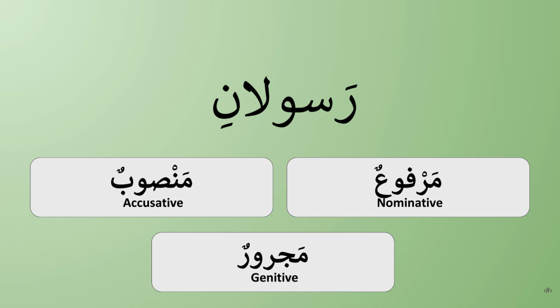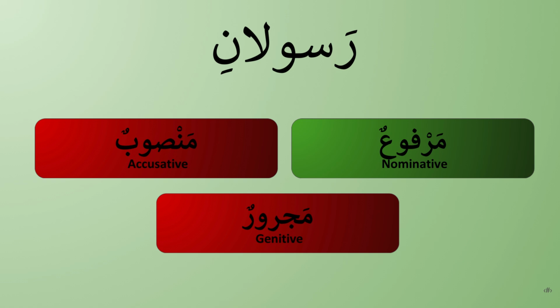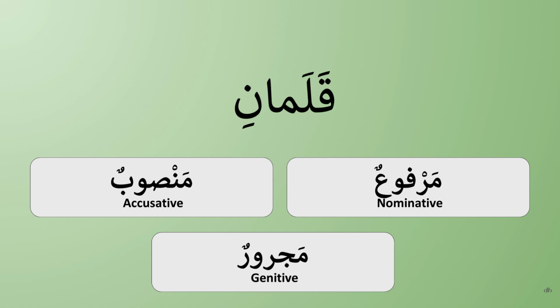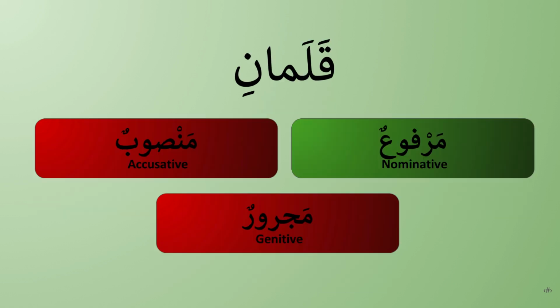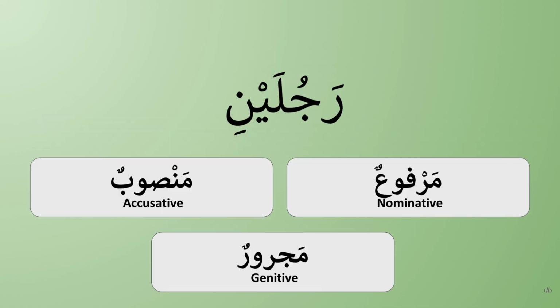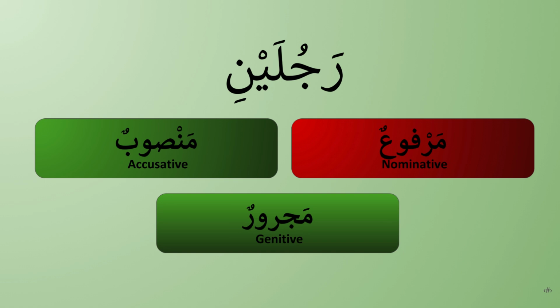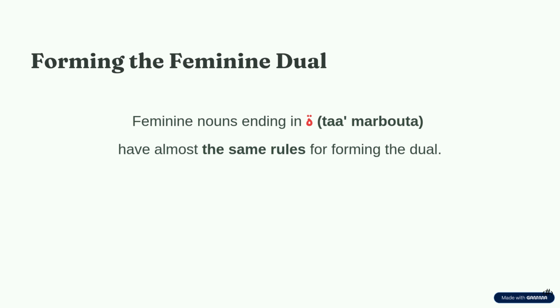Next. رسولاني, you're correct, مرفوع. As for قلماني, you're also correct, it's مرفوع. What about this last one? رجلين, no, doesn't look مرفوع. It is منصوب and مجرور, and the context tells which one of them, منصوب or مجرور. So that's all about المثنى, forming the dual form, especially for the masculine.